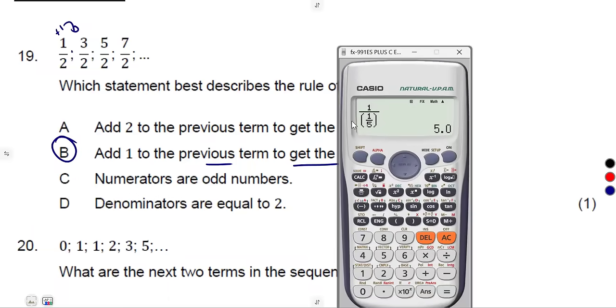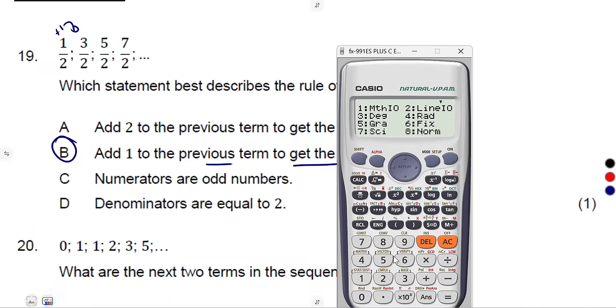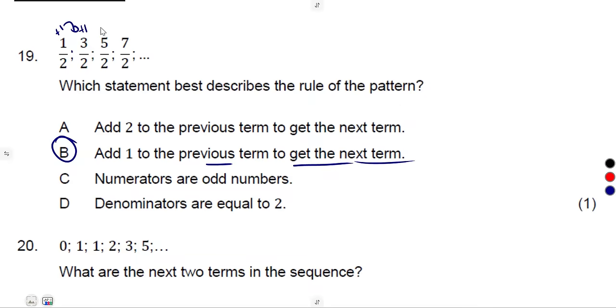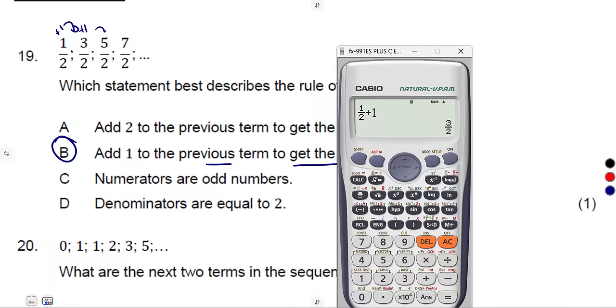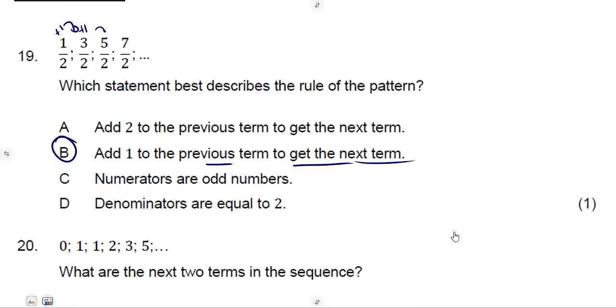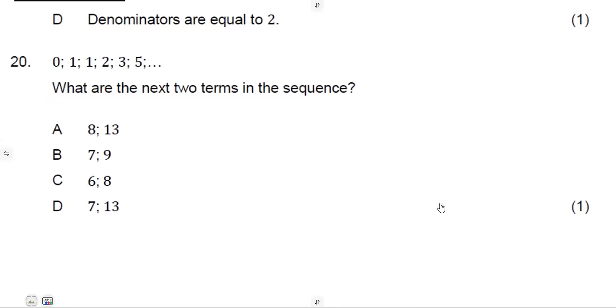For the sake of time, let's get our calculator to the normal mode. So if I take the first one, it is 1 over 2 plus 1, as we can see, 3 over 2. So 3 over 2 plus 1, I'm supposed to get 5 over 2. Let's do that. Plus 1, 5 over 2. Plus 1, we must get 7 over 2. So that's B. It was a direct one.